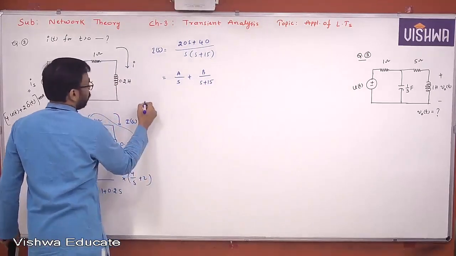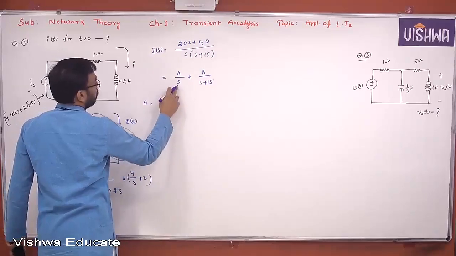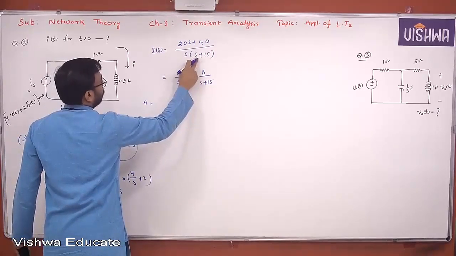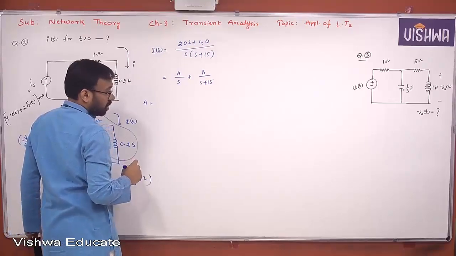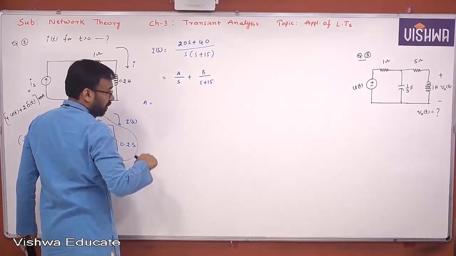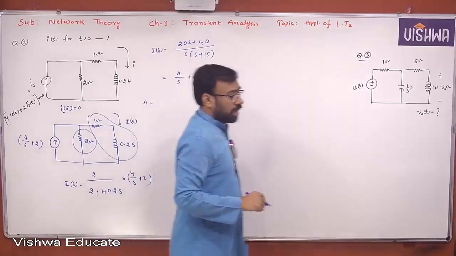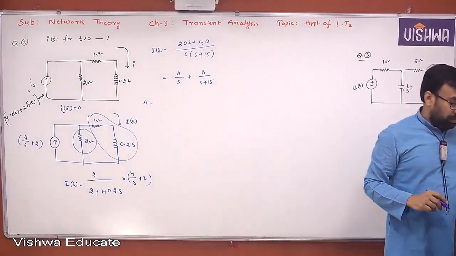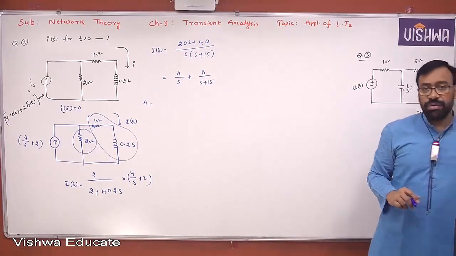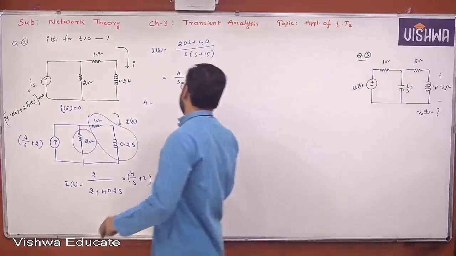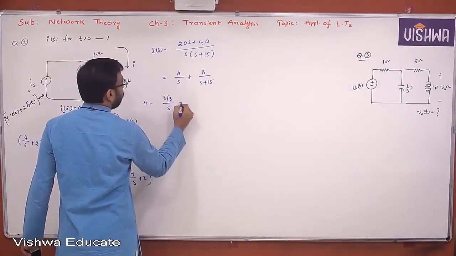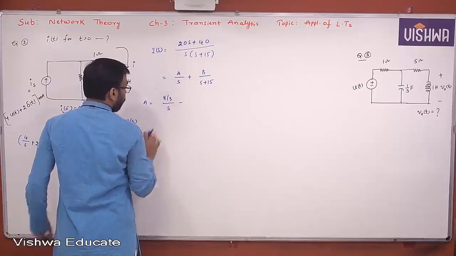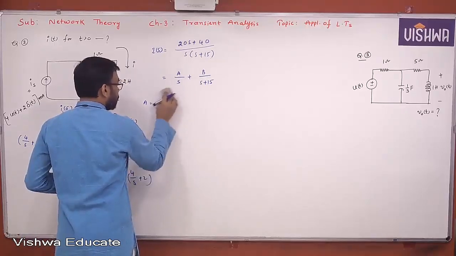According to the method of residues, A can be calculated at s equal to 0, which gives 40 by 15. What is 40 by 15? It gives you 8 by 3. So A is 8 by 3.